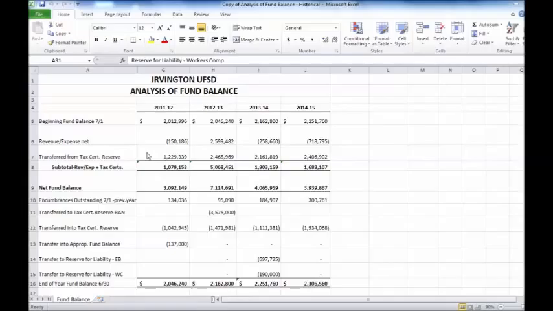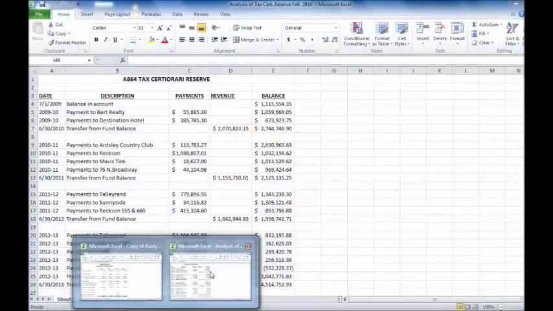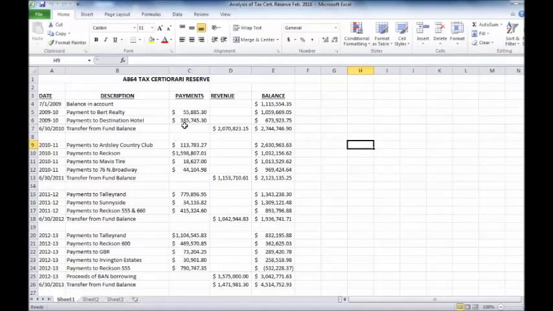So therefore you pay the expenses out of general fund, but then you transfer the money in to fund balance from the tax cert reserve. So the subtotal then is the revenue and expense plus the tax certs. So in essence, we actually underspent by $1 million on the 2011-12 year. That figure will tie in with the detail sheet of the tax cert reserves.